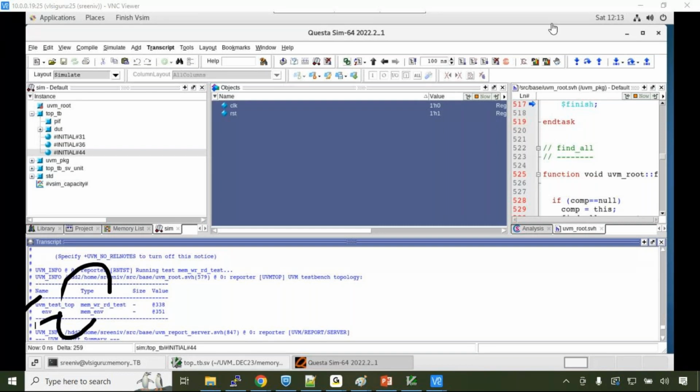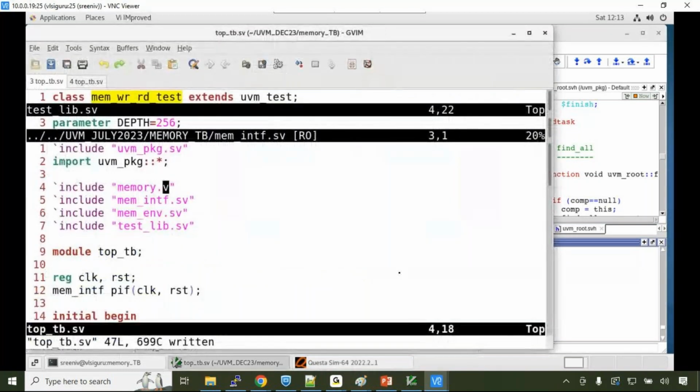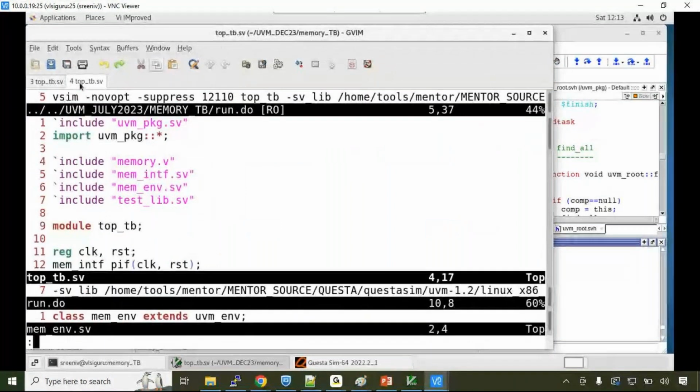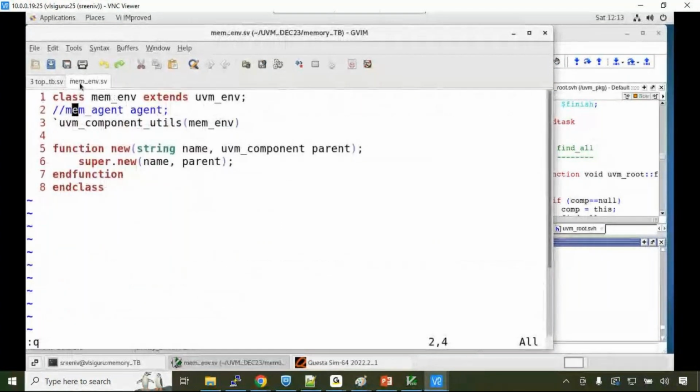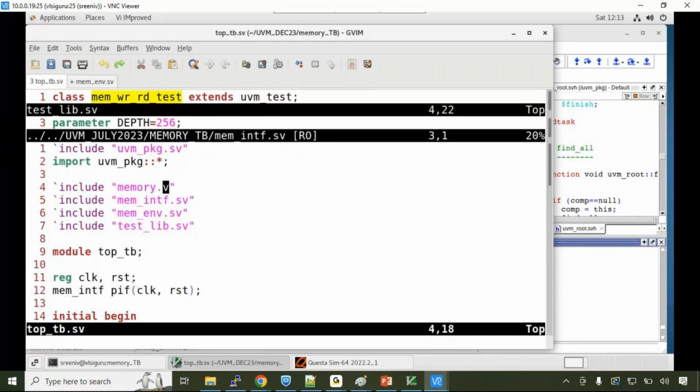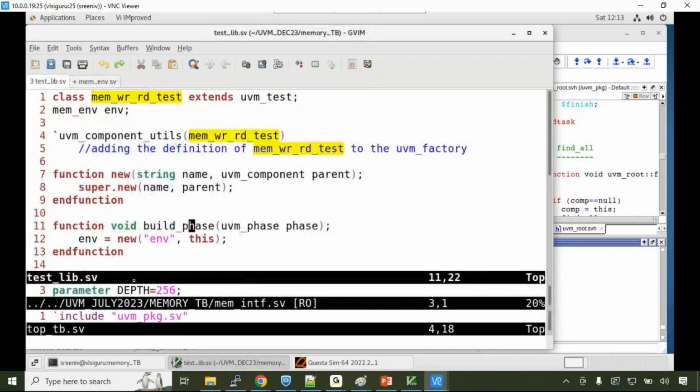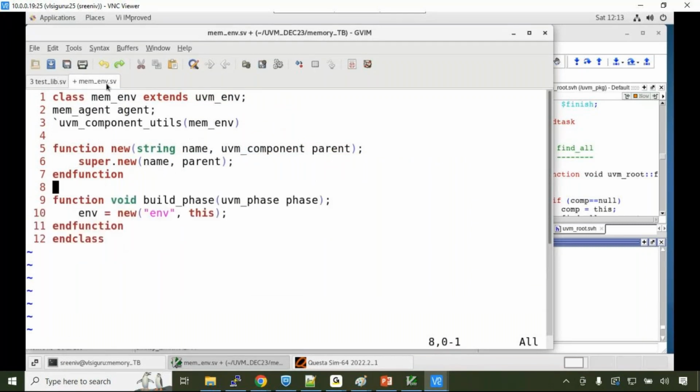Now, if I instantiate agent, let's say going forward, I'm instantiating agent. Immediately, what should I have here? Because I have a child, I need to create my child. In which method do I create my child? Build phase. During my build phase, I create my children. For my environment, who is the child? Agent is the child.